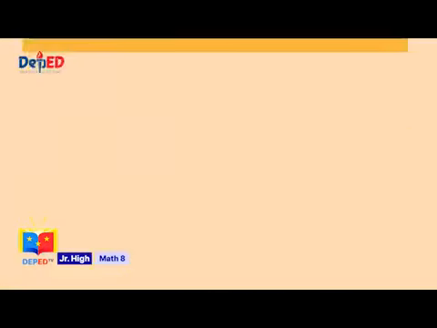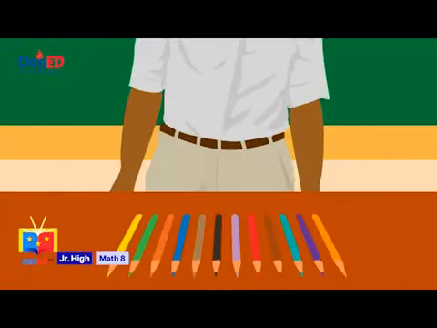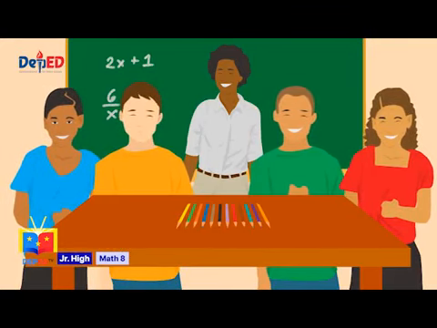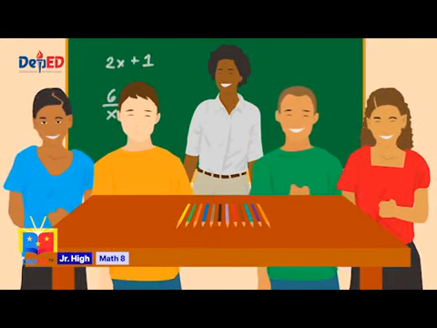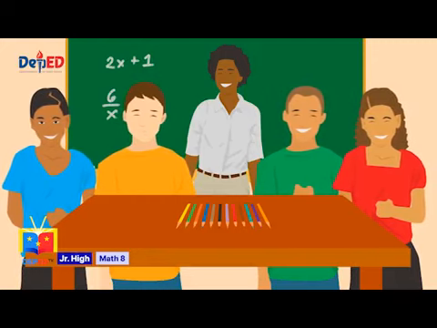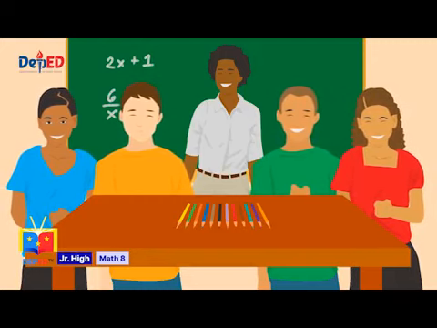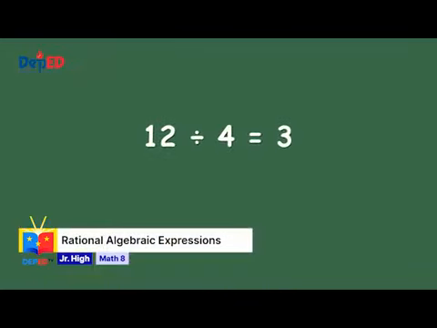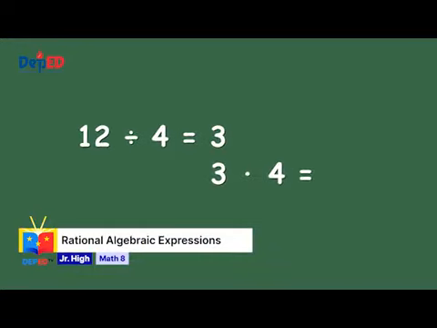Imagine this. We have 12 colored pencils, and we want 4 children to have an equal number of pencils. How many pencils will each child have? The answer is 3. We can show this with 12 divided by 4 is equal to 3. This also means that when we multiply 3 and 4, the product is 12.